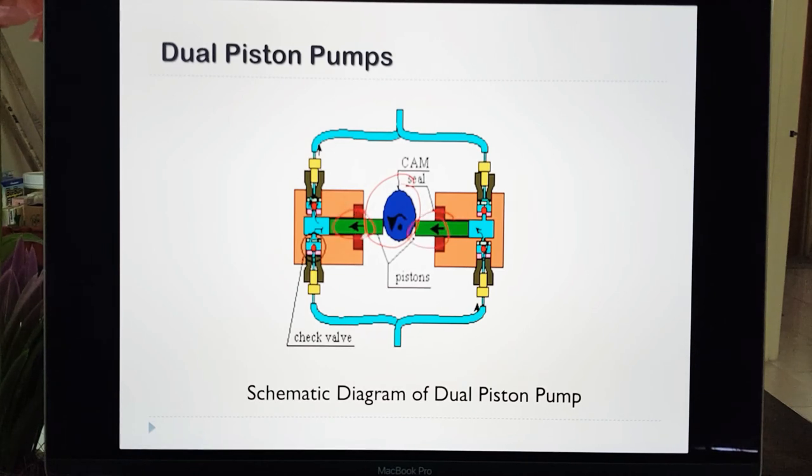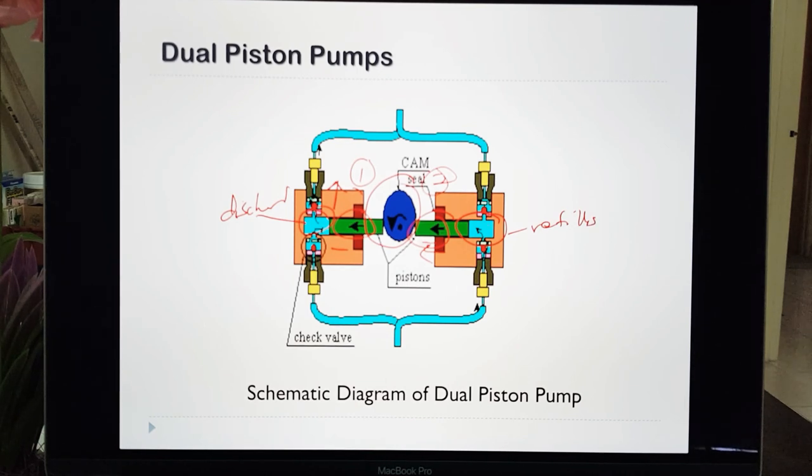These two pistons, one is moving forward, the other one is moving backward. When this one is moving forward, this particular area is discharging the liquid to the upper part. This is the first piston and this is the second piston. So when the second piston is moving backward, this particular chamber is refilling.